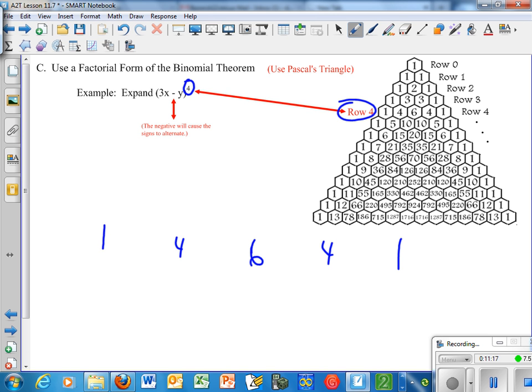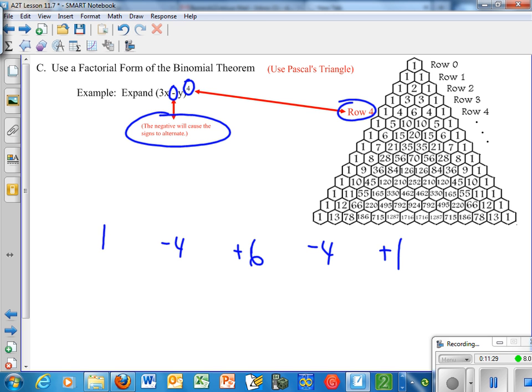Now, notice there's a negative sign in the middle. It causes the signs to alternate, starting with a positive. So the 1 is positive, this would be a negative, this is going to be a positive, this is going to be a negative, this is going to be a positive. If that would have been a plus sign, they would all have been positive.